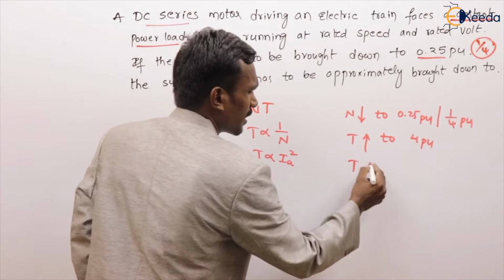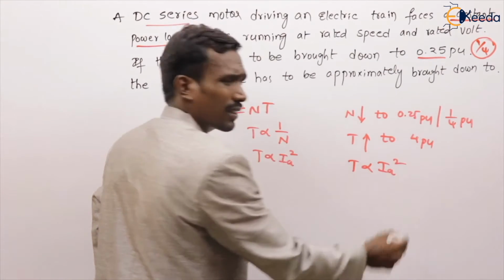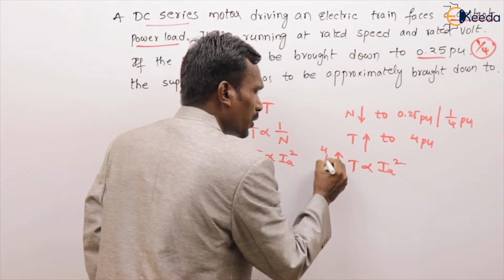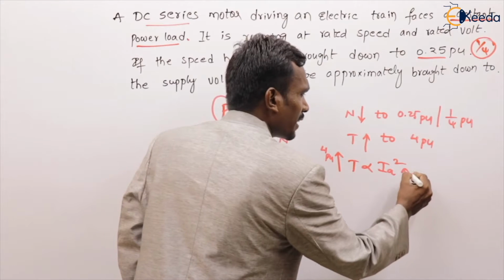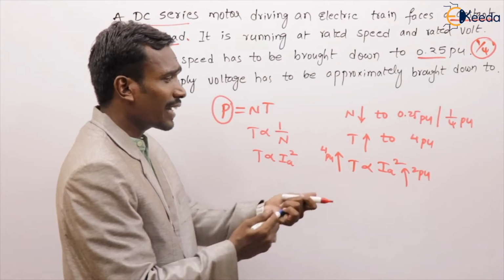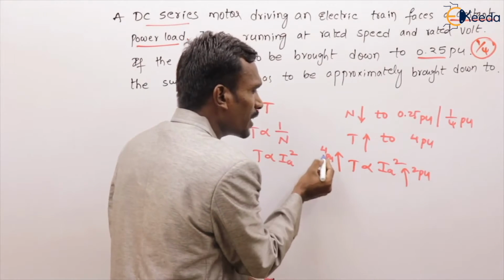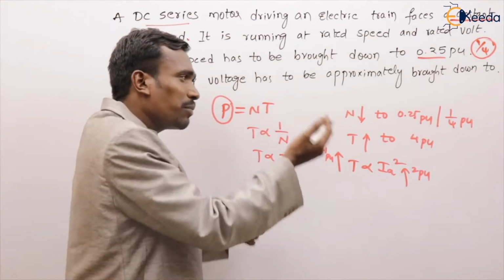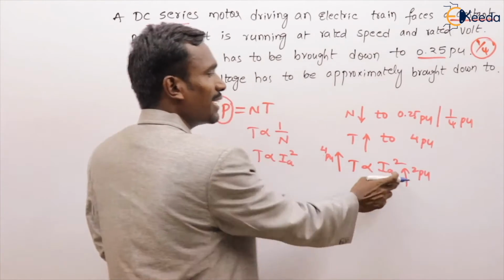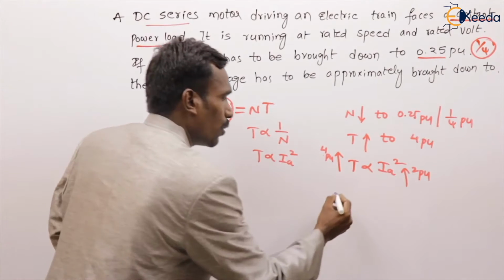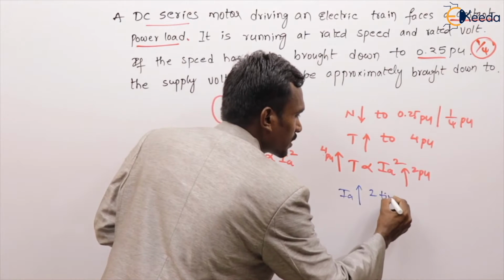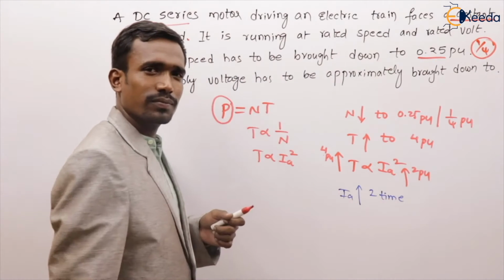Now, the torque is directly proportional to Ia square. If torque increased to 4 per unit, nothing but the current increased to 2 per unit. If current increased 2 per unit, then torque increased 4 per unit, but I am doing it in reverse. So the armature current increased 2 times, 2 per unit.